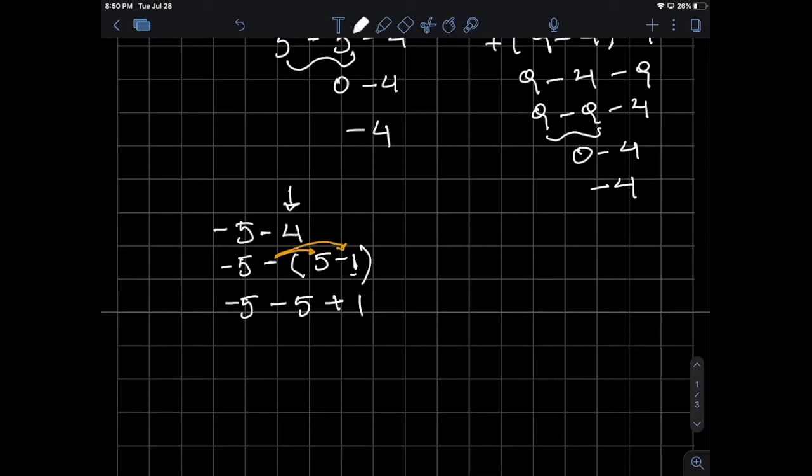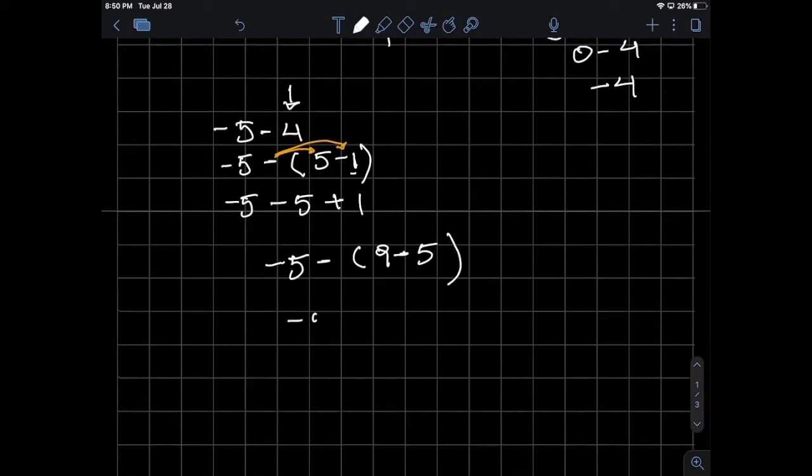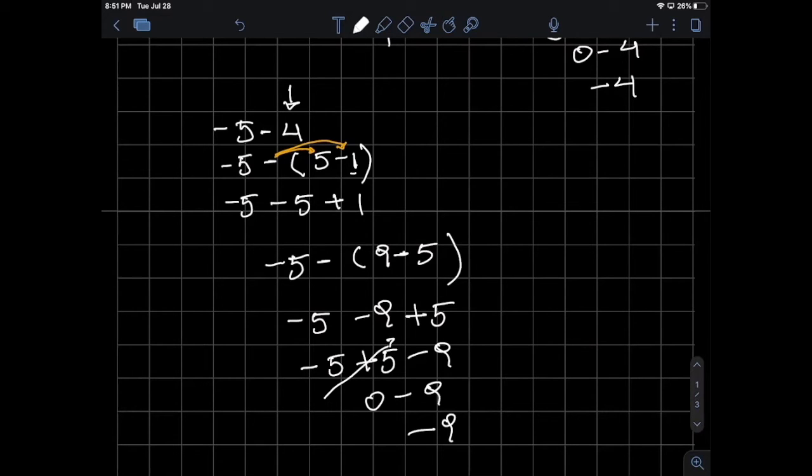However, if we redo the question in this way, minus 5 minus, instead of 4, we put 9 minus 5. Then we would get minus 5 minus 9 plus 5. And since addition is commutative, we would put negative 5 plus 5, negative 9. And then this will cancel to 0. We would get 0 minus 9, and then this would be minus 9. So as you can see, we get one number right now, and this is the right answer.